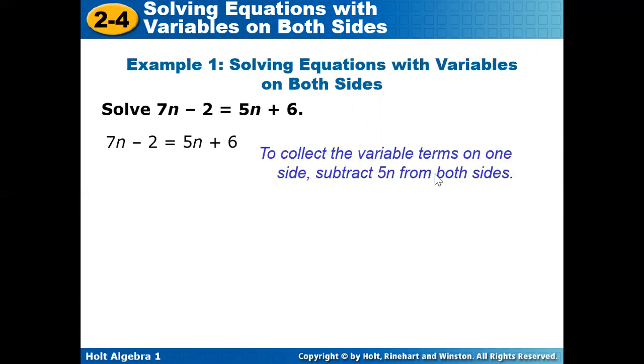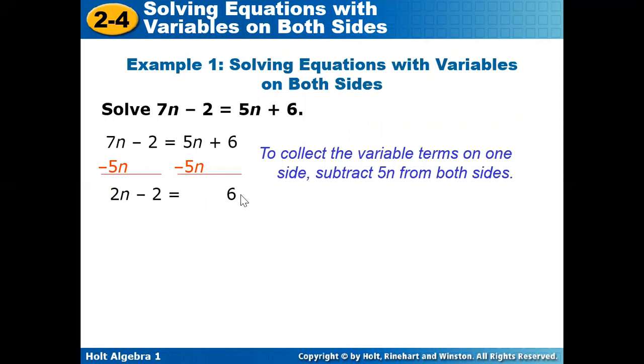So we're going to subtract this whole term, which is 5n. The whole term gets subtracted from both sides. So we subtract 5n from this side, and 5n minus 5n is going to equal 0. And then we subtract 5n from this side, 7n minus 5n is going to give you 2n. And then everything else stays the same until we begin to solve it. So we bring down our -2, we bring down our +6.